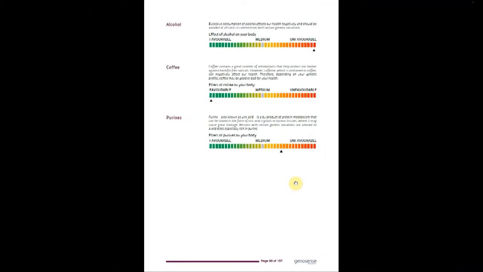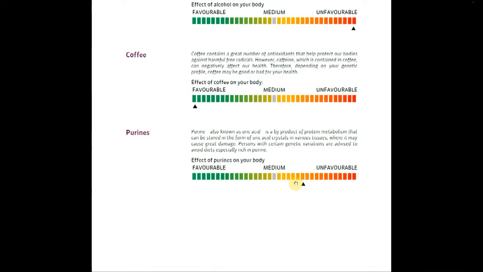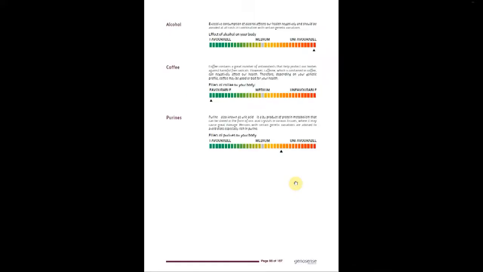Then alcohol is very unfavorable. Coffee, favorable in this case. It can have a protective effect as well. It has a lot of antioxidants, so for some people it's good. And purines again is moderately unfavorable. Now this is just some background information. These are the typical substances in food that are bad for you. Very bad for some, moderately bad for others, and some of them are good for you.